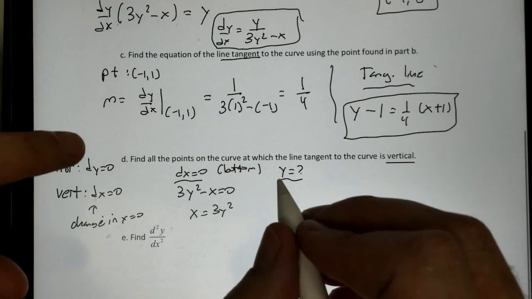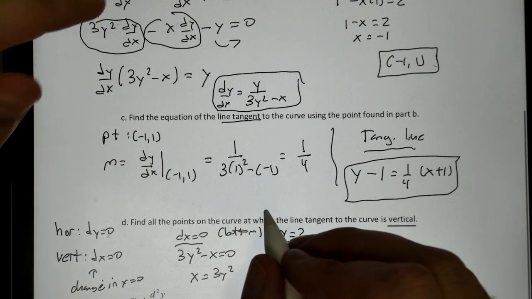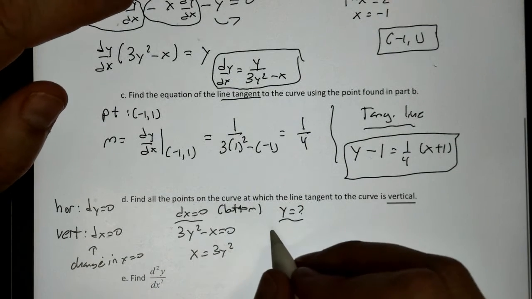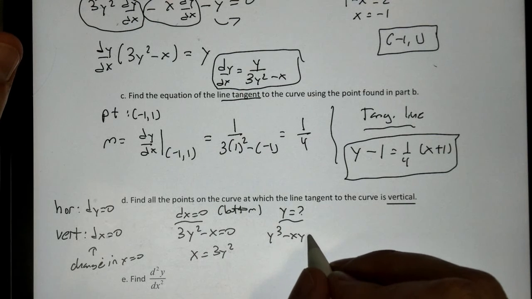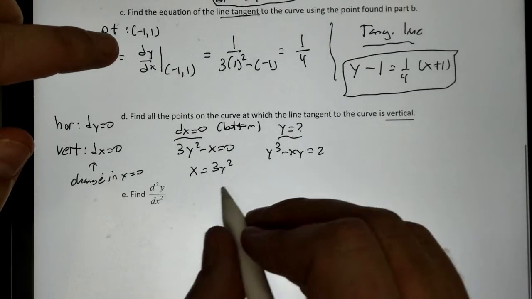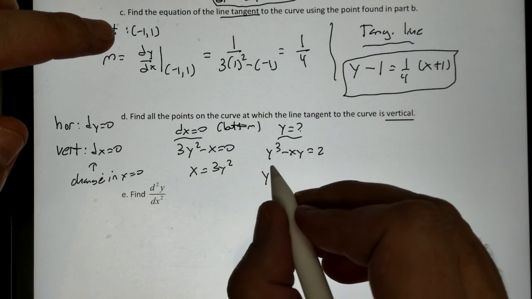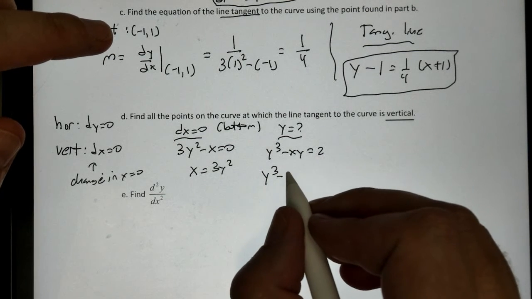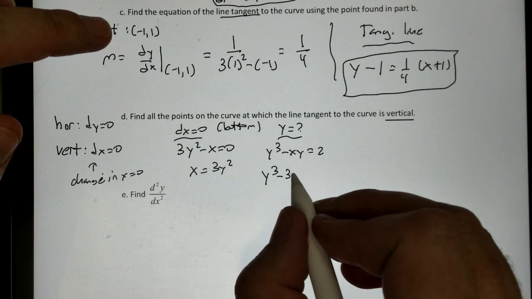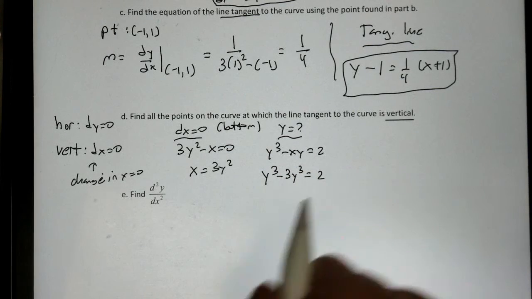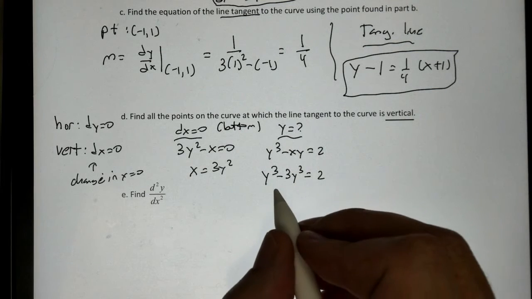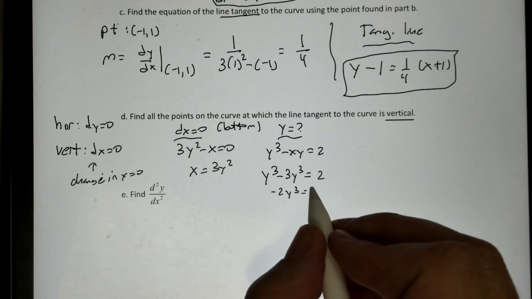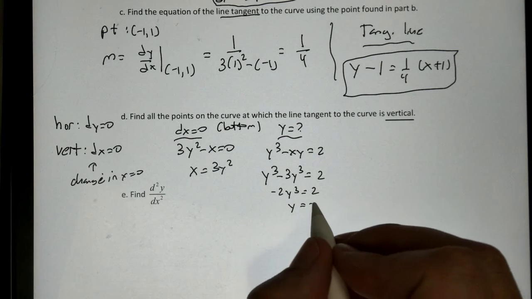My original equation, which was y cubed minus xy equal to 2. I'm going to plug my x in. So that's going to give me y cubed minus, plug the x in, and this becomes 3y cubed equal to 2. Remember, this is 3y squared times y. And if I solve this, we're going to get negative 2y cubed equals 2, or y equals negative 1.